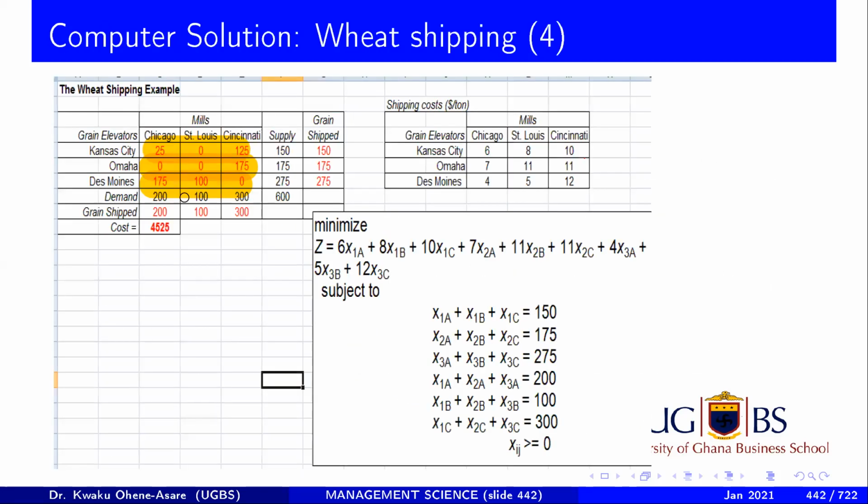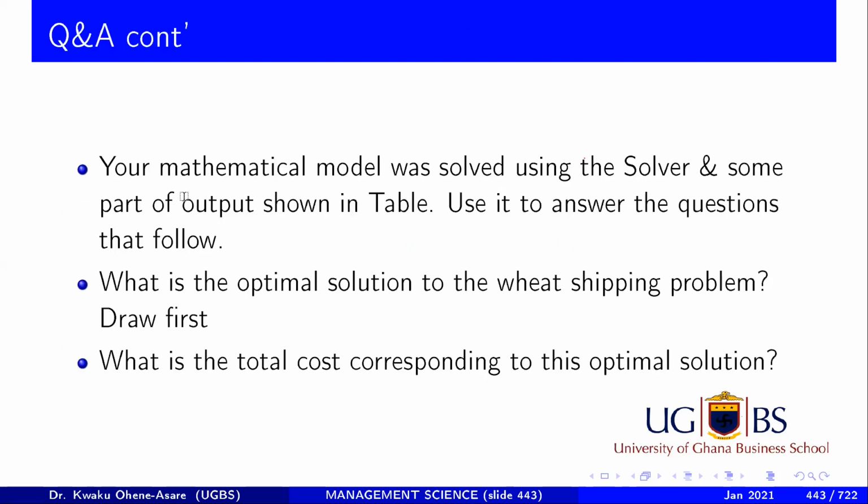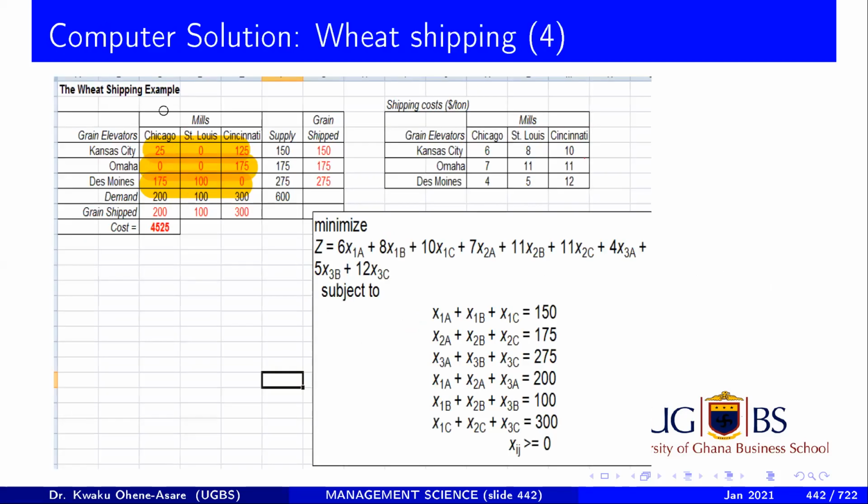I'll show you the results. So this is the result, and then you are asked that question. What is the optimal solution to the problem? Looking at these results, we know that from Kansas to Cincinnati, Kansas will have to supply. So X14 will have to be 25, and X16 will be 125.